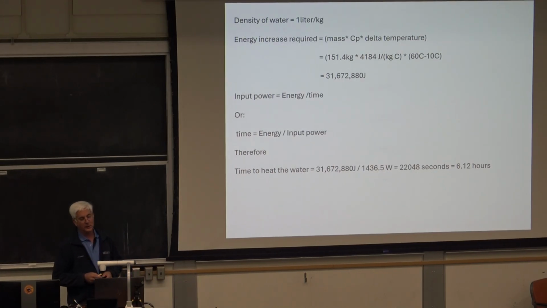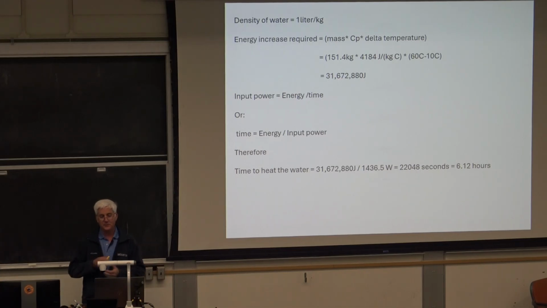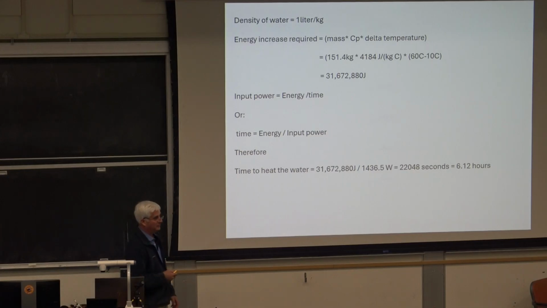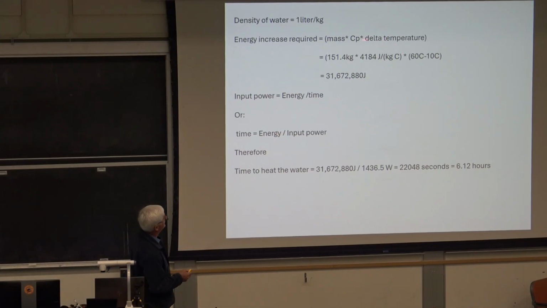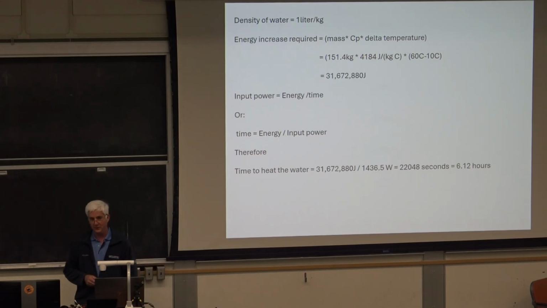So the density of the water, 1 liter per kilogram. We will do energy increase required. So mass times Cp times delta temperature. I need 31 megajoules. That is a lot of energy, folks. And we're going to revisit this idea in a later lecture, because I want you to get a gut feel for how much energy that is. That is a lot of energy.